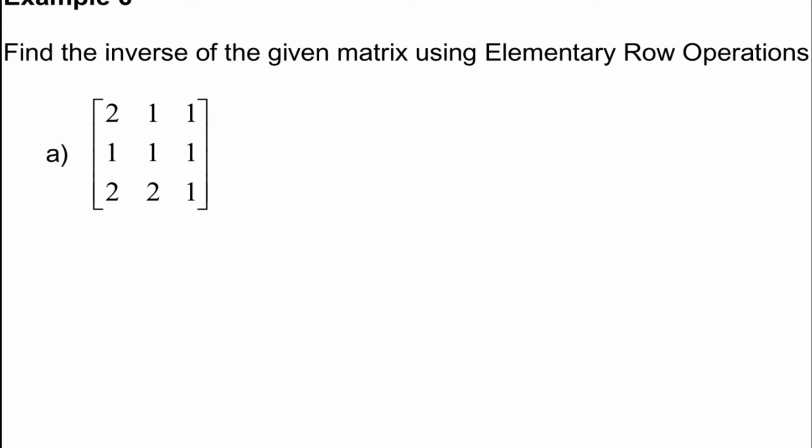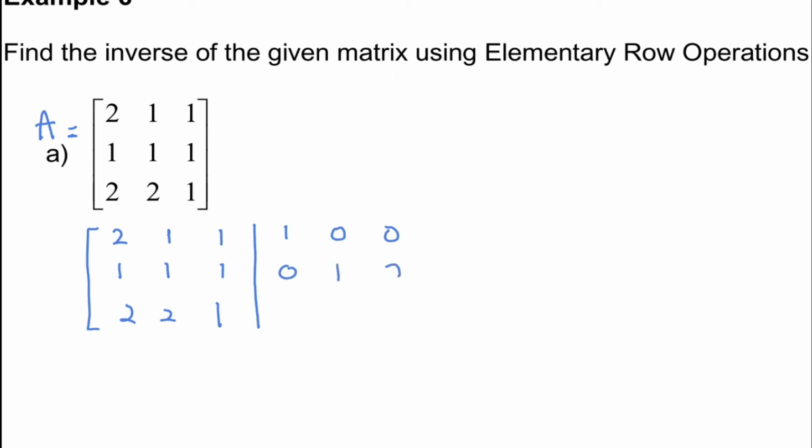For a 3 by 3 matrix, to do the ERO method, first we label the matrix, and then second thing is we form an augmented matrix as you have learned before, which is 2 1 1, 1 1 1, 2 2 1, and then here is the identity matrix 1 0 0, 0 1 0, 0 0 1.